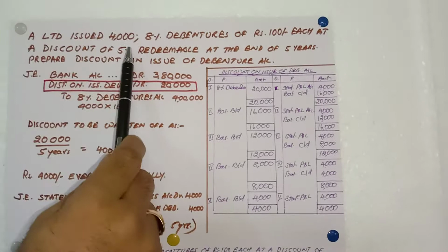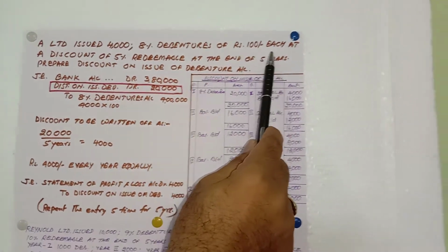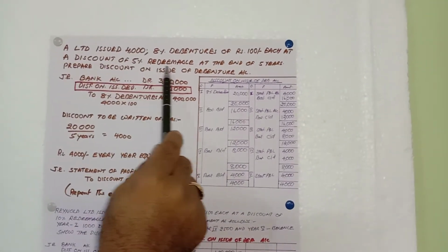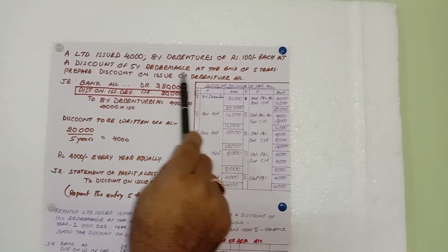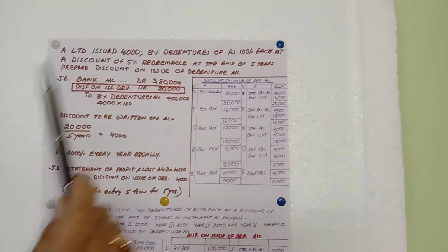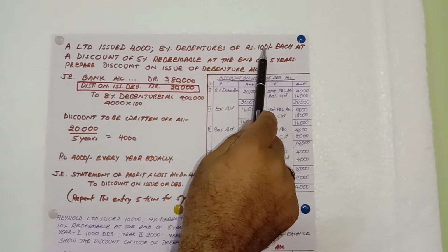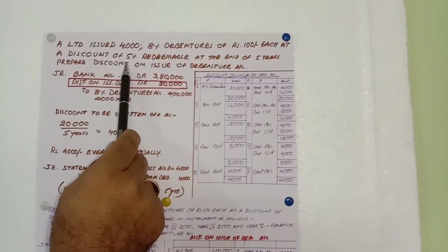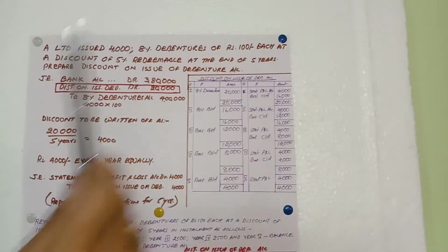Okay, for example, I am taking one question here. A Limited issued 4,000 8% debentures of 100 rupees each at a discount of 5%, redeemable at the end of 5 years. That means the tenure of the debenture is 5 years, and it is issued at a discount. The face value is 100 rupees. Now on 100 rupees, what will be the value of 5%? You can say 5 rupees only.